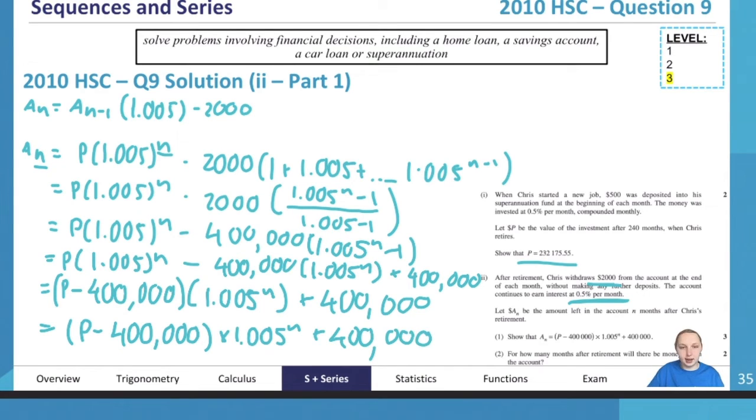And then that is how we show that our A_N is equal to (P minus 400,000) times 1.005 to the N plus 400,000. Worth 3 marks because you just have a lot of steps to do. So yeah, hopefully you see how that sort of question is done now.